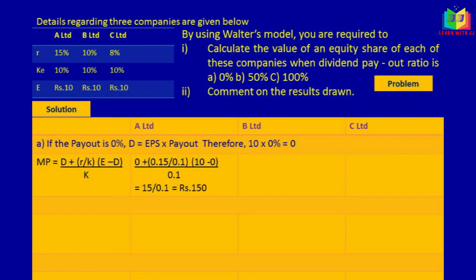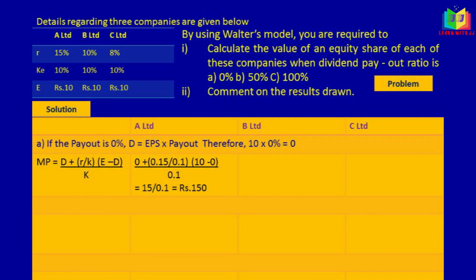For A Limited, R is 0.15 and K is 10%, so we write 0.1, and E is 10. Minus D will be 0 here. So that should be divided by K, and the K value is 0.1 because it's 10%. So we'll get rupees 150 for A Limited.